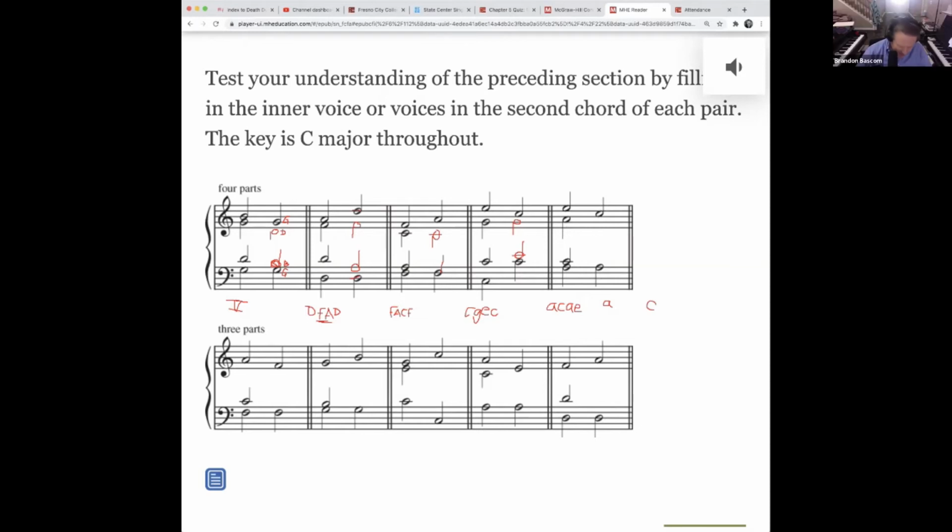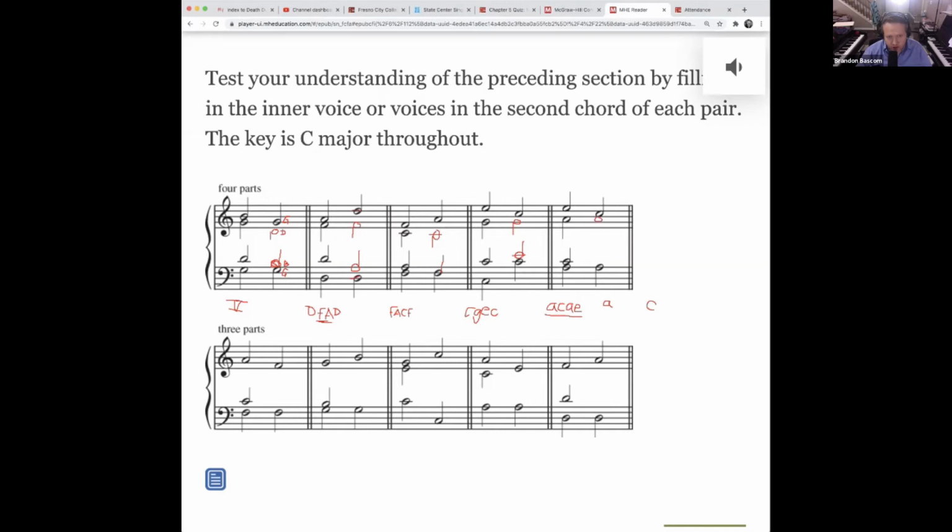So what should we do? Put an F for the alto. So we need to stay with these notes. We need to stay with A, C, and E. Oh. And the A on alto. Keep the A on alto. Keep the alto on A.